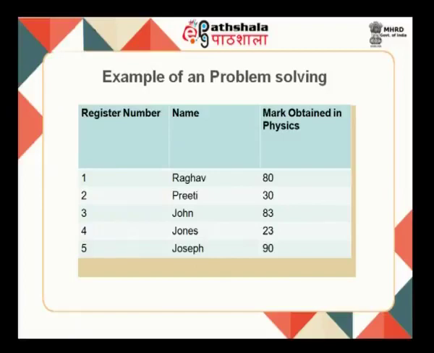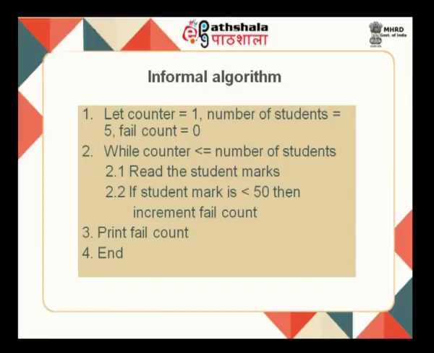So, there are 5 students. I am setting up a counter, counter is equal to 1, number of students is equal to 5. Initially I set the fail count to 0. While the counter is less than or equal to the number of students, I read the student mark, assuming that 50 is the passing mark, and I check the student mark against 50. If it is lesser than 50, then I increment the fail count.